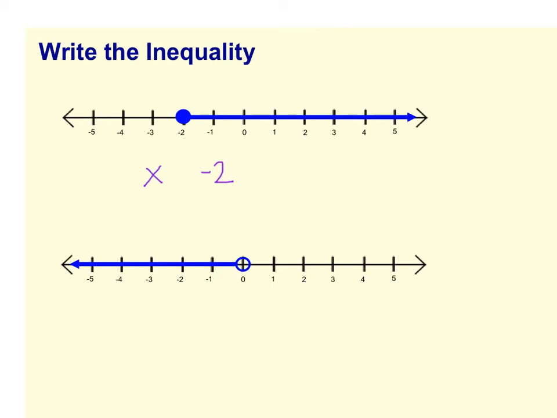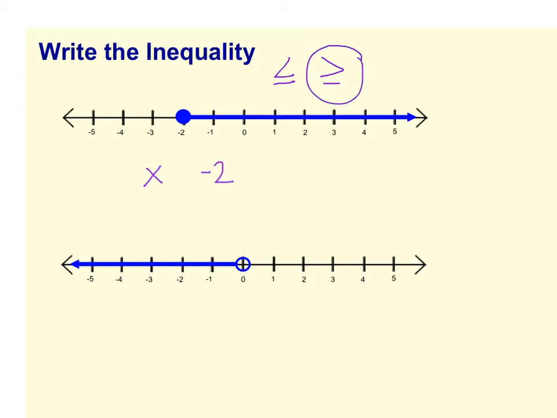So just variable on the left, number on the right. And then we have a couple things to think about. This is a closed circle. So closed circle, your options are less than or equal to or greater than or equal to. So because we're shading to the right, would that be a less than or a greater than?